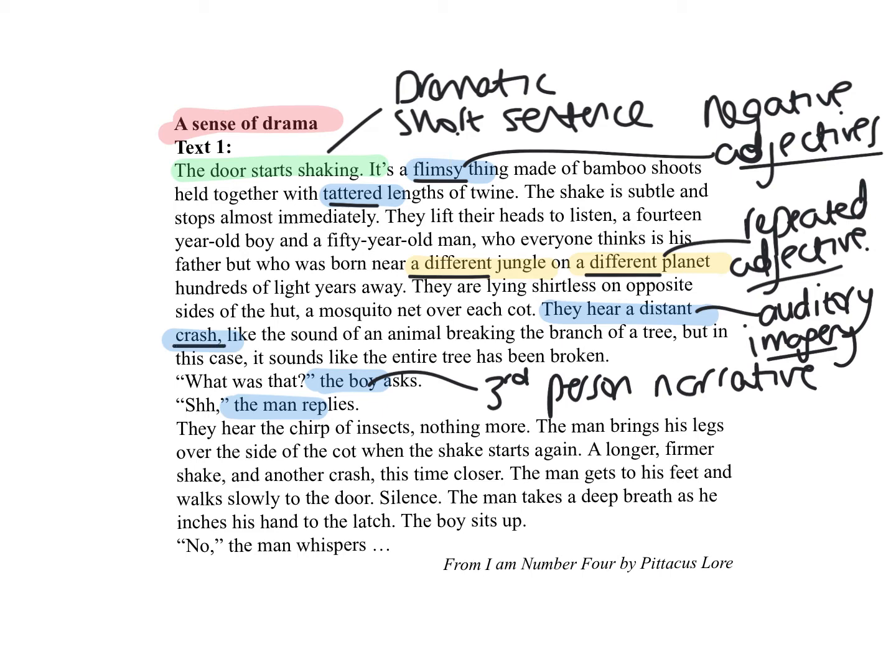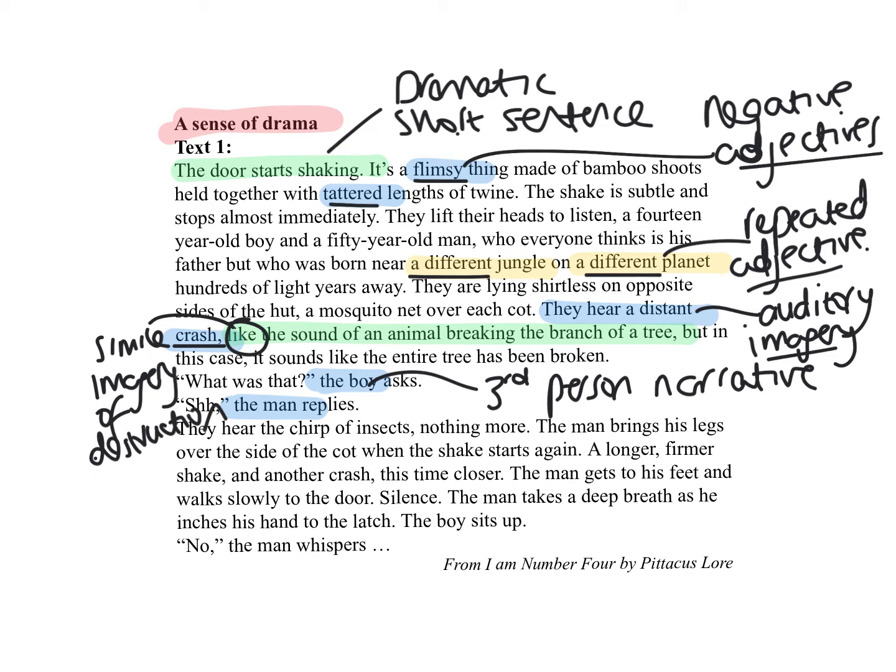We now have a crash, and that crash is like the sound of an animal breaking the branch of a tree. And we know that any comparison beginning with like or as is of course a simile, and that simile creates imagery of destruction, breaking the branch of a tree. And we're even thinking as well, if it's an animal, it's something that's kind of untamed or unpredictable, which really heightens the sense of danger and drama.